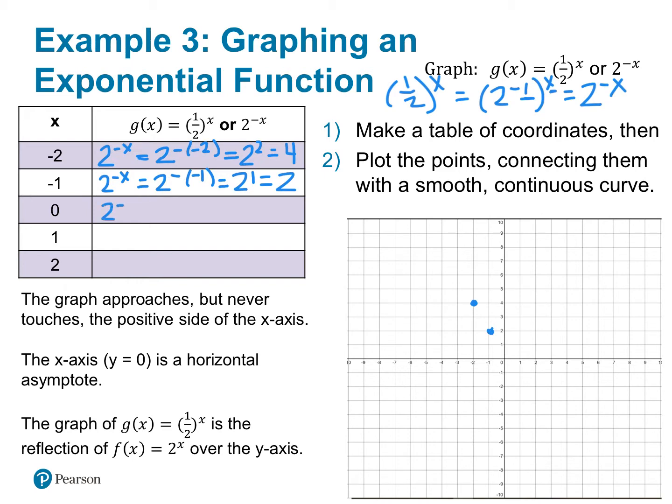Okay, 2 to the negative 0 is just going to be 2 to the 0. We said anything to the 0 power is 1. So 0, 1. Then 2 to the negative x, let's replace the x with a 1. So this one does stay negative. So 2 to the negative 1, we said, is the same as the reciprocal, 1 over 2 to the 1, or 1 over 2. So at 1, we would have a point of 1/2.